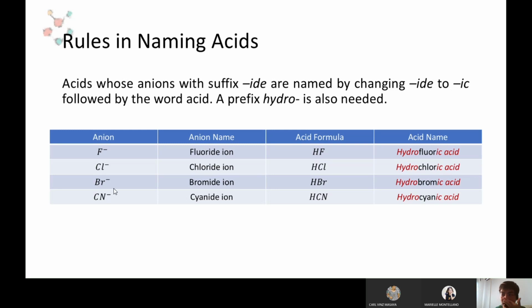Yung bromide, ganun din. Yung bromide, gagawin mong bromic. You add the word hydro and the acid. So, hydrobromic acid. Cyanide, ganun din, gawin mong "ic". Cyanic. Then you add the prefix hydro, then the word acid. Hydrocyanic acid. So mas madali siya kabisaduhin, kasi ang gagawin mo lang, papalitan mo lang yung term for the anion.